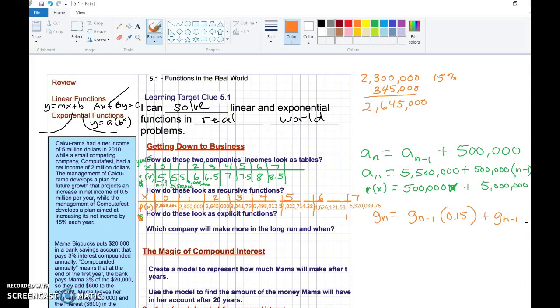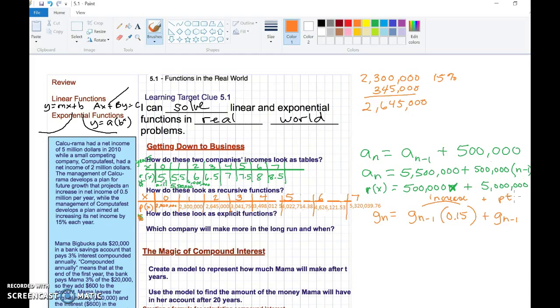So think about this again. This is the increase, all right? And then we're adding it to the previous term. Now it's not arithmetic because the increase changes. If the increase had stayed the same, like in our first one at 500,000, then it would be arithmetic. But our increase is actually changing. Our increase goes up each time, because we're multiplying by 15%.